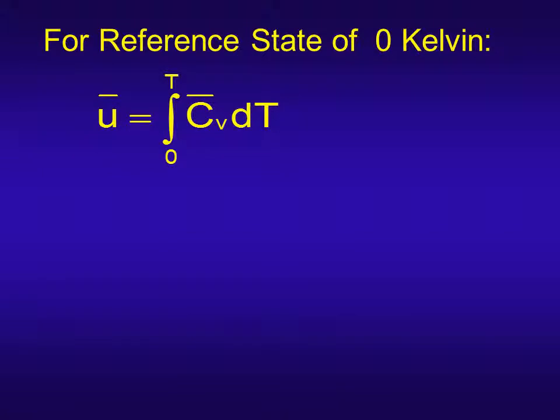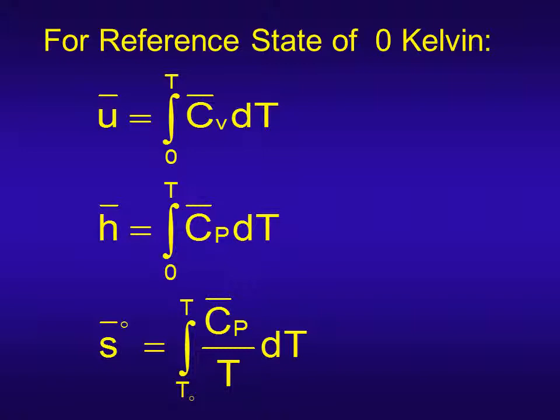Now, for a reference state of 0 degrees Kelvin, remember we talked about the reference state, and any tabulated value of energy is relative to some arbitrary place that we call 0. So if we take the reference state to be 0 degrees Kelvin, then U bar is the integral from 0 up to T of Cv dT, because remember, for an ideal gas, du equals Cv dT. So we just integrate it all the way up from 0, and we get this value of U that you'll find presented in your tables. For H, we'll have the integral of Cp dT.